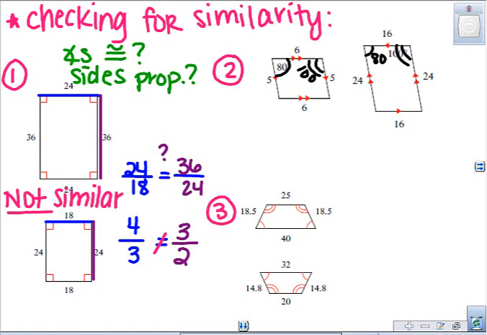So now I'm going to check the sides. Are they proportional? So I'll look at the longer side, 6. The longer side here is 24. So notice these aren't facing the same direction. This one has been turned at a 90-degree angle. So the first ratio I'm going to set up is 6 is to 24. And I want to know, is that the same as 5 to 16?